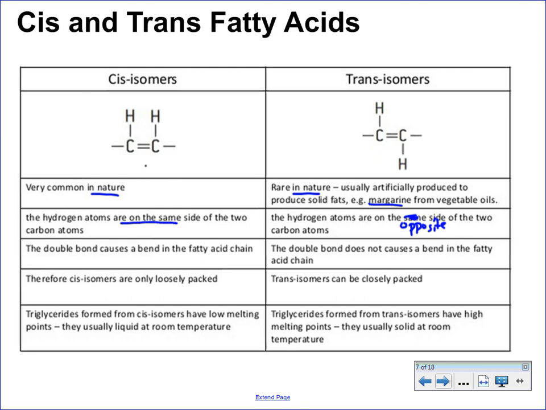So the presence of the cis isomer causes a bend in that fatty acid chain, whereas the trans isomer does not cause a bend. It keeps it relatively straight. So the trans isomers will be more closely packed, and because they are more closely packed, they tend to be solid at room temperature. Whereas the cis isomers will only be loosely packed, and because of that, they tend to be liquid at room temperature.